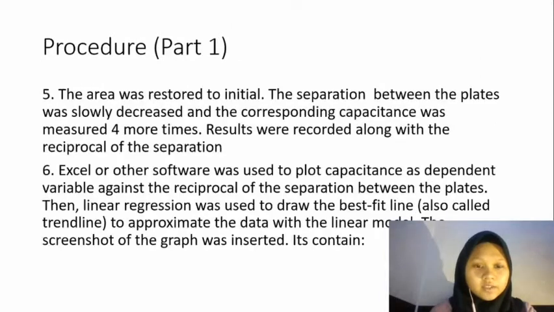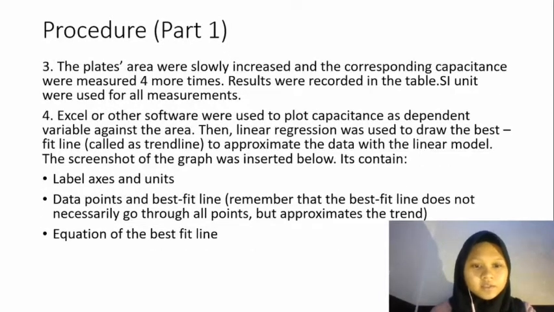Excel or other software was used to plot capacitance as the dependent variable against the area. Then, linear regression was used to draw the best fit line, also known as the trend line, to approximate the data with the linear model. The screenshot of the graph was inserted below.